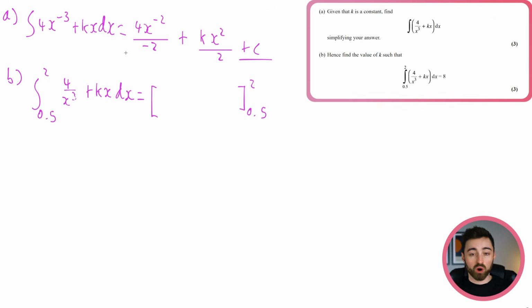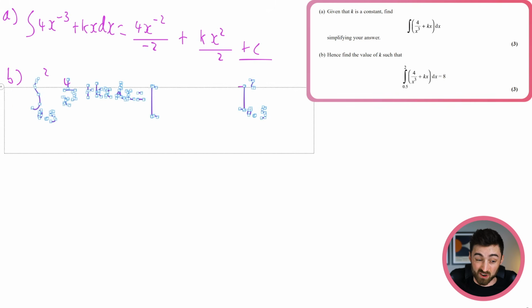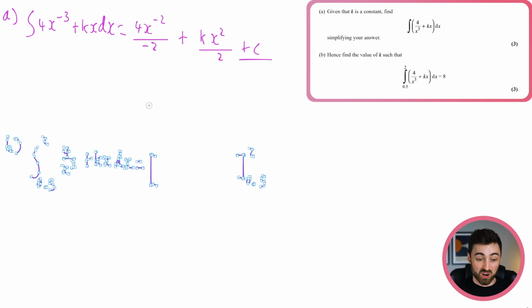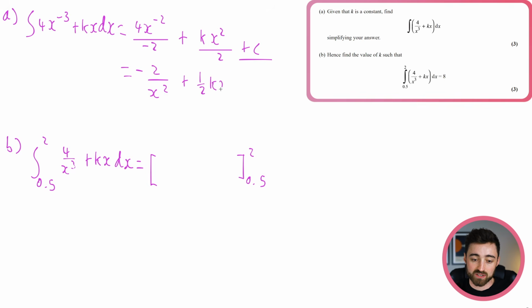So, you know what? Part A, it says simplify your answer. So probably I wouldn't have got full marks for that, because I should simplify this a bit, shouldn't I? So essentially, this is a 4 over minus 2. So I'll take the minus outside. 4 divided by 2 is 2. And then x to the minus 2 is basically the same as divided by x squared. Can't really simplify that at all, so let's just put that as like a half kx squared plus c. Okay, now hopefully I've got the marks.